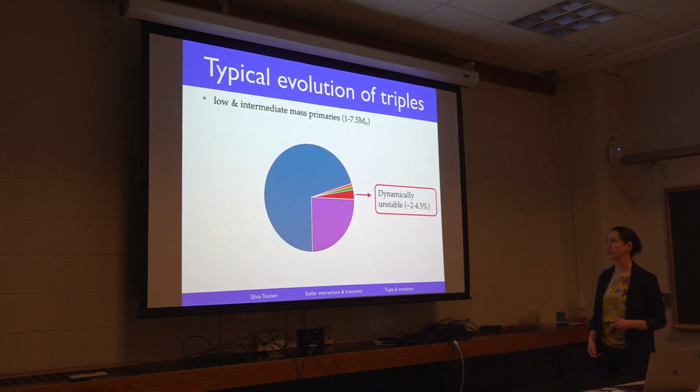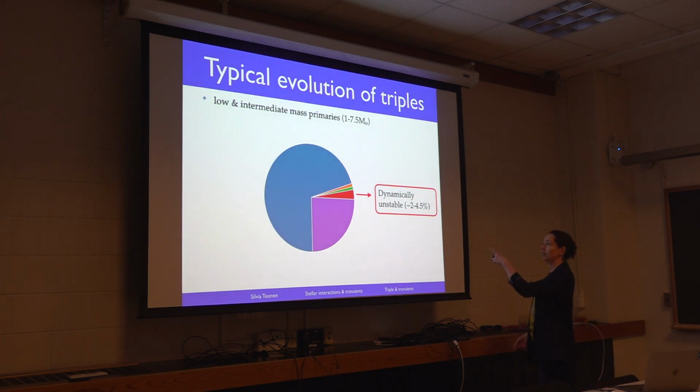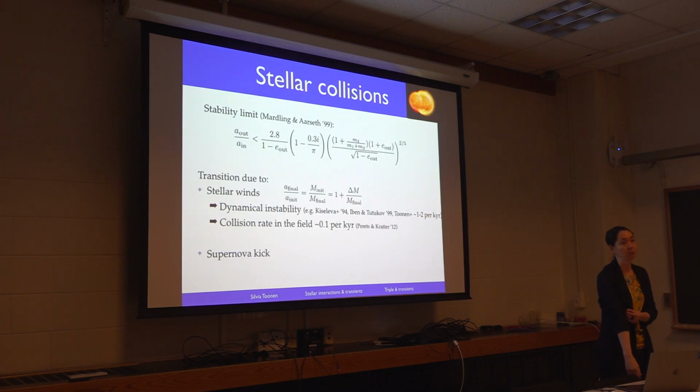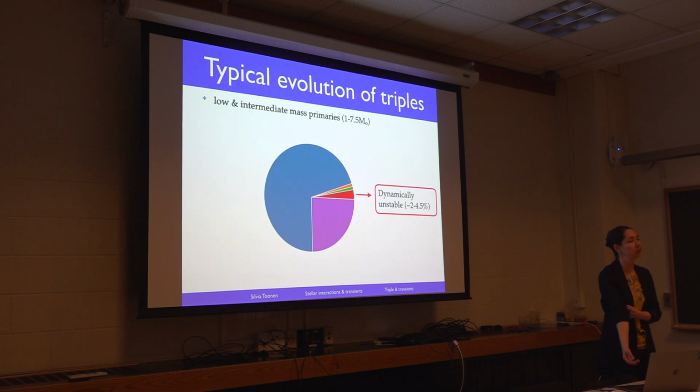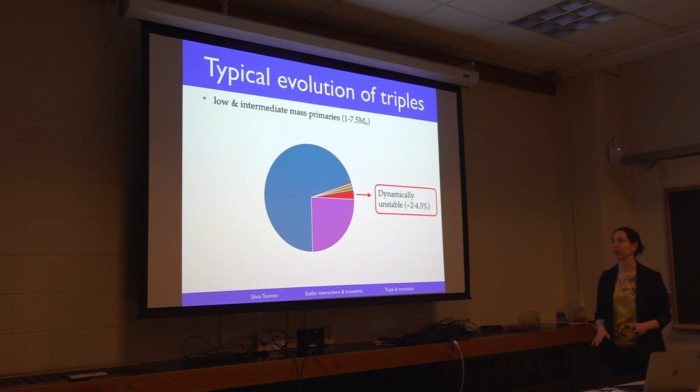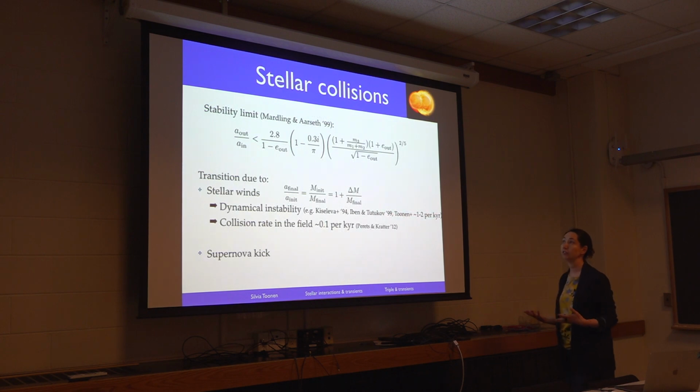So these are the systems that you've seen previously, the systems that become dynamically unstable. But the question that I haven't answered yet is, how do these systems become dynamically unstable, or why? And where is that boundary between stable and unstable? So just to give you a bit of a hand-waving feeling, this is the stability limit, just one of them. This one is from Rosemary Mardling and Sverre Aarseth.